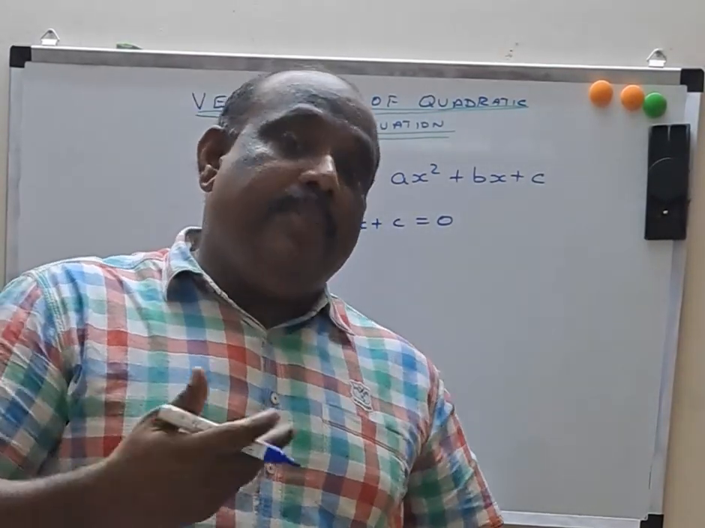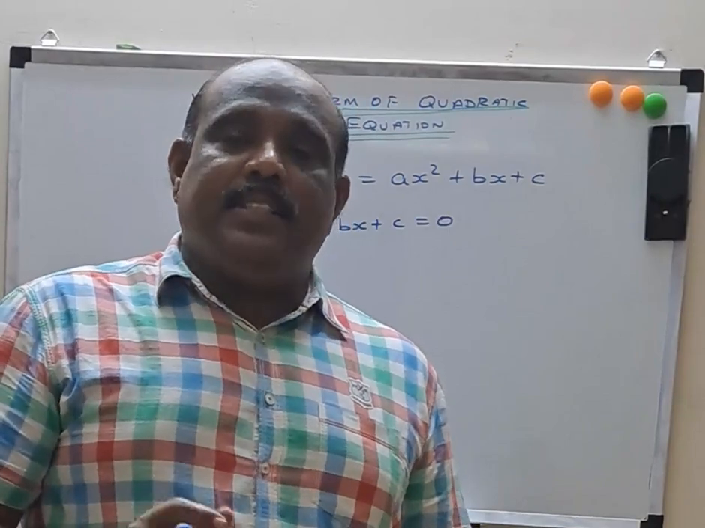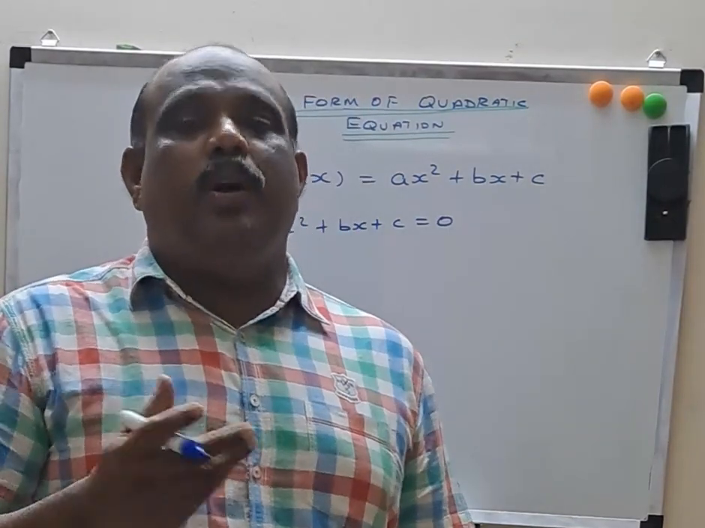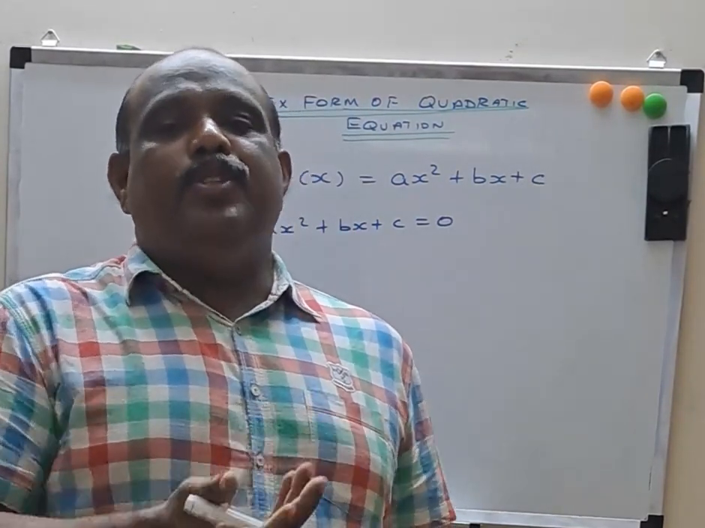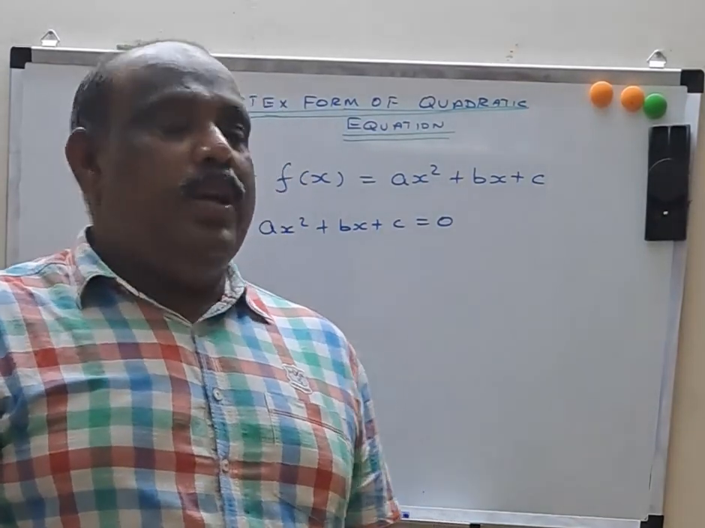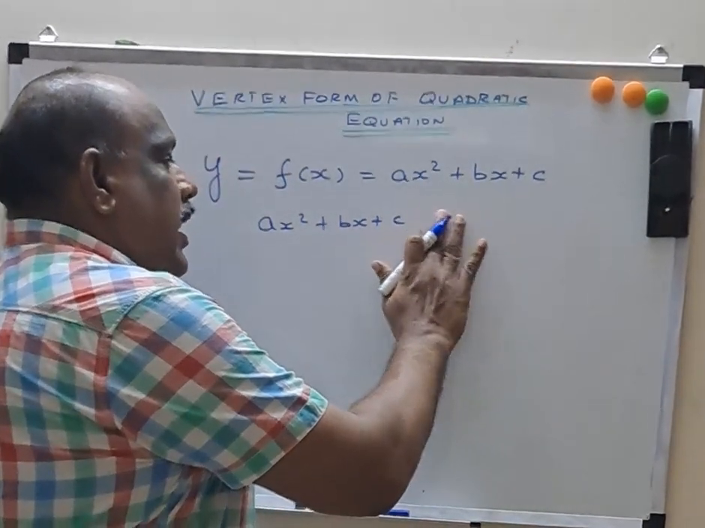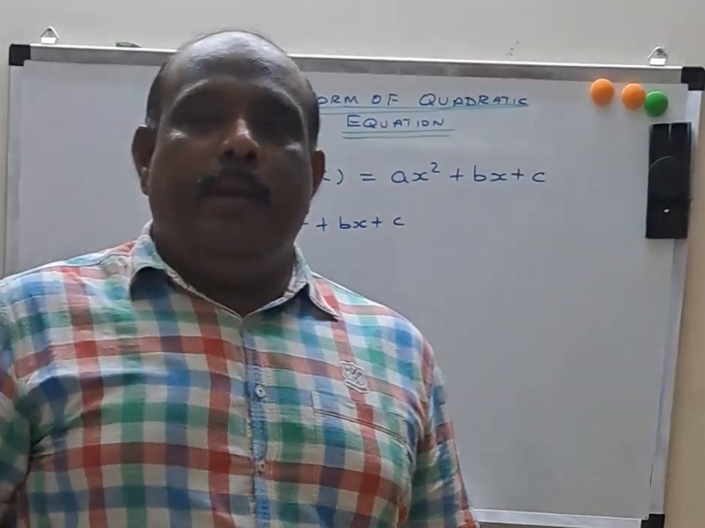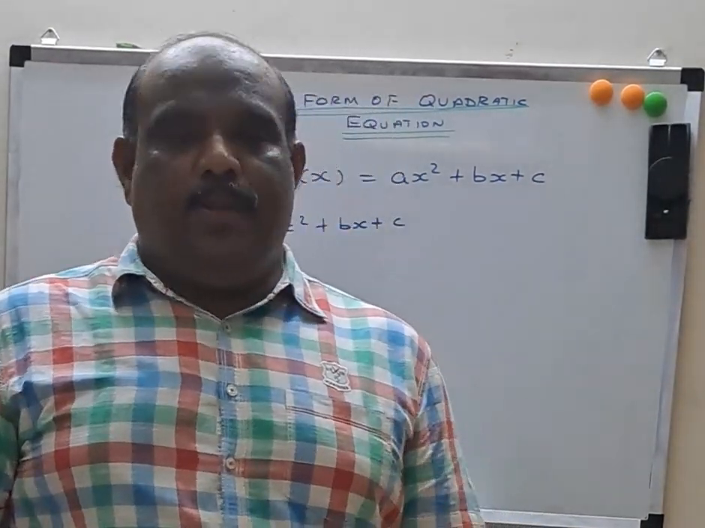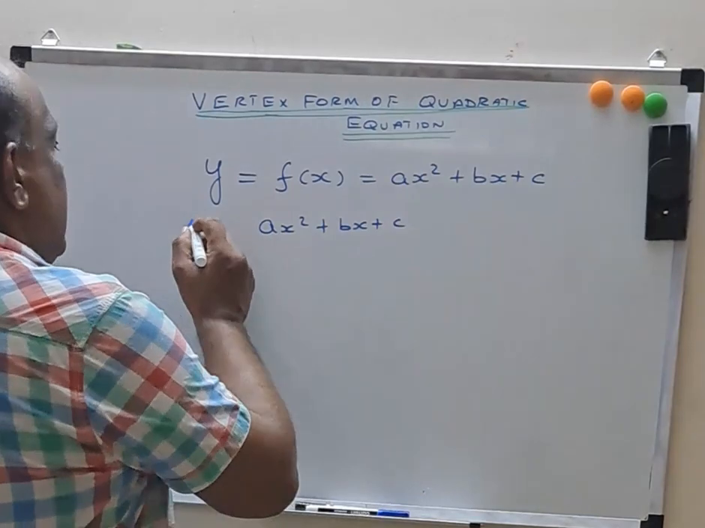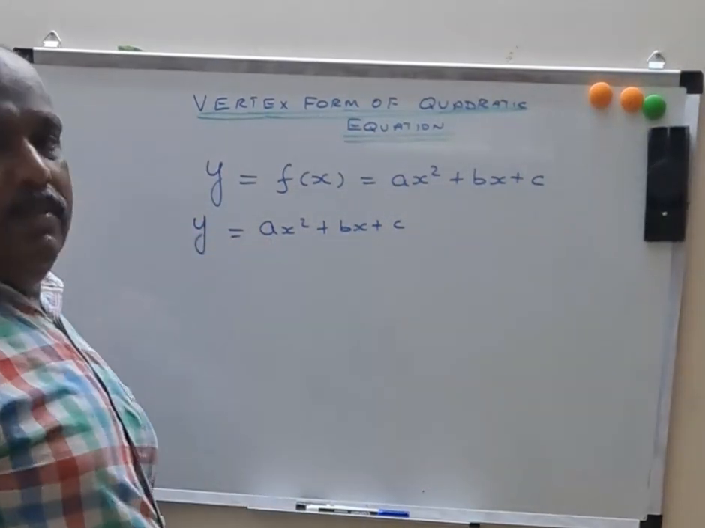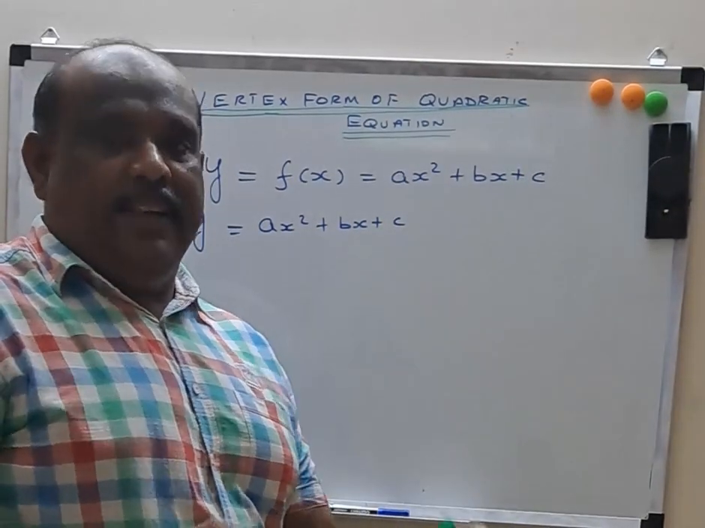Now we are going to derive the vertex form of the quadratic equation, and hence we should not equate this y equal to 0. So students, please understand that we should not make this right hand side 0. On the left hand side, if you want, you can still write y equal to ax square plus bx plus c, which is fine.